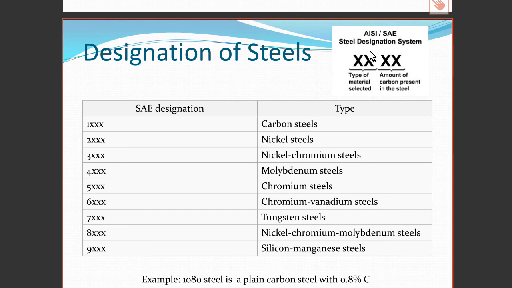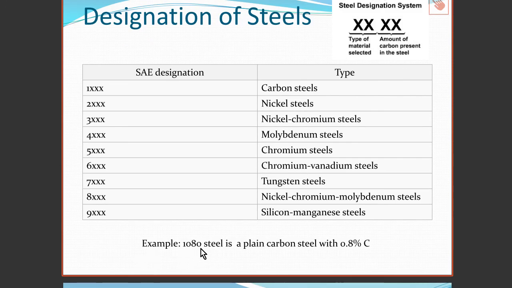The first two numbers tell you the type of material. We can look at this table and understand that if you have a 1 up front, it's a plain carbon steel. If you have a 2 at the front, it's a nickel steel. If you have a 3 at the front, a nickel chromium. A 4, a molybdenum, etc. The last two digits give you the carbon content in hundredths of a percent.